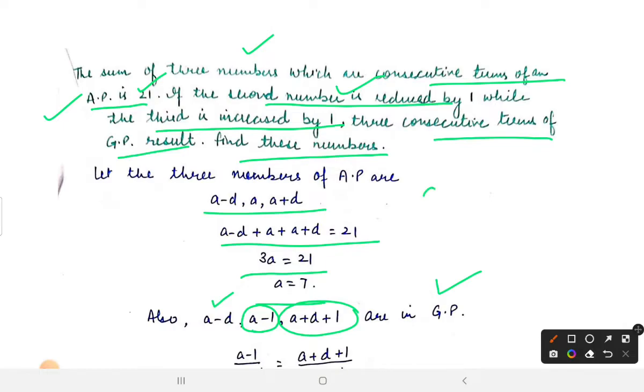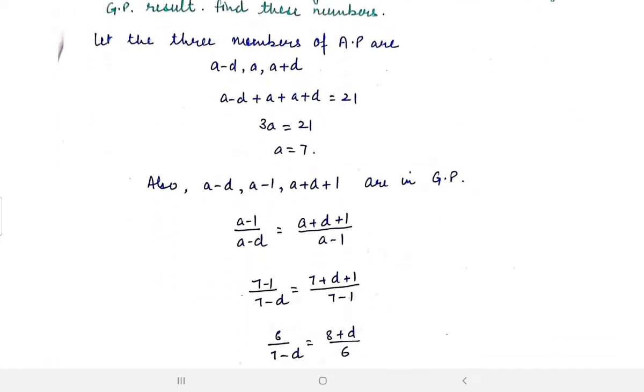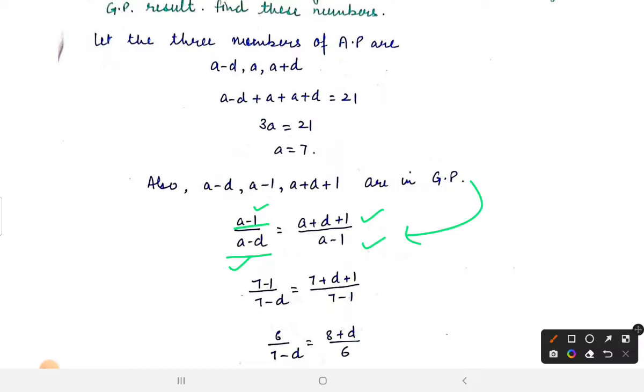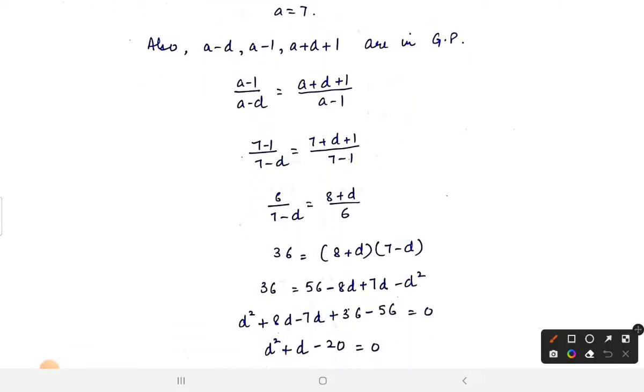That is, if we divide A minus 1 by A minus D, and if we divide A plus D plus 1 by A minus 1, we will get the same ratio, the same number. So this should be equal. We have the relation: A minus 1 divided by A minus D should be equal to A plus D plus 1 divided by A minus 1. That is, the common ratio should be the same if they are in GP. Put the value of A: 7 minus 1, 7 minus D, 7 plus D plus 1 and 7 minus 1. So we have 6 upon 7 minus D equals 8 plus D upon 6.